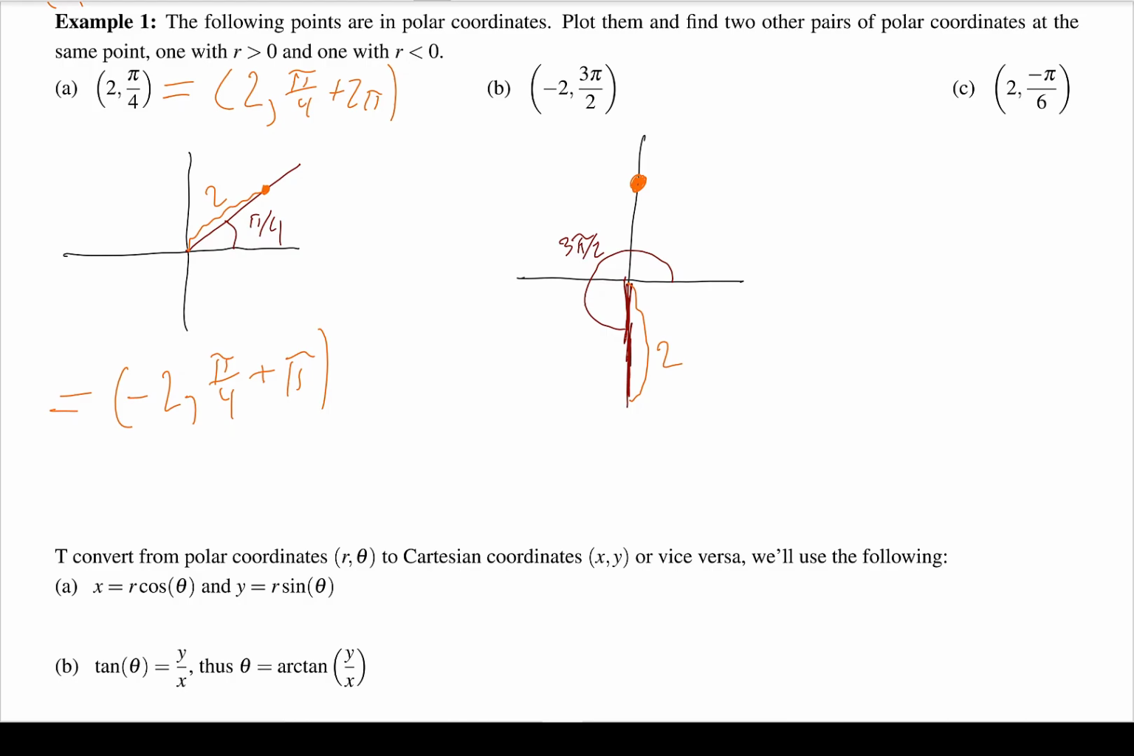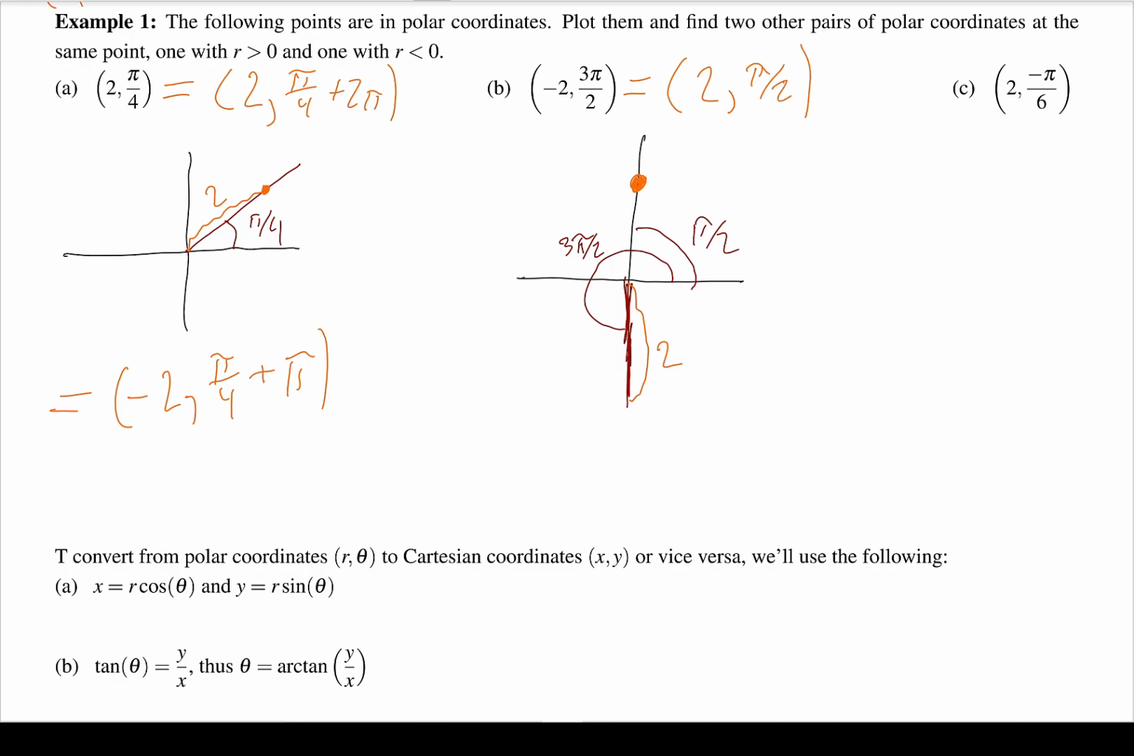So another way for me to have done this is notice that this is the same as if we just do a π/2 rotation and have a positive radius 2. So then this is going to be equal to 2, π/2.